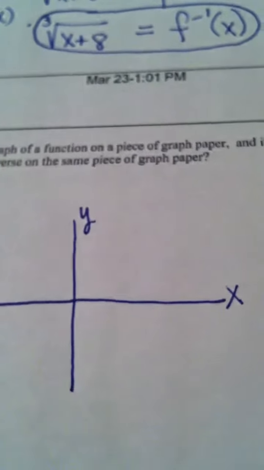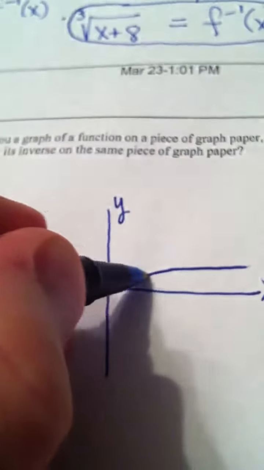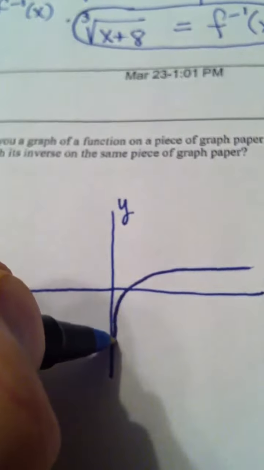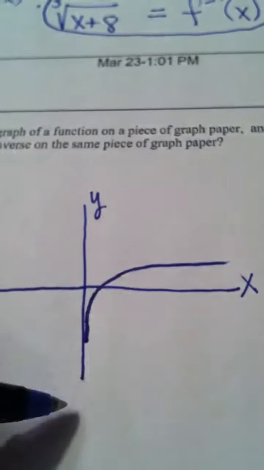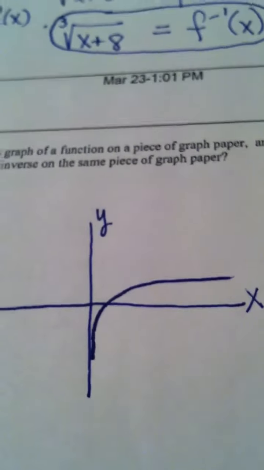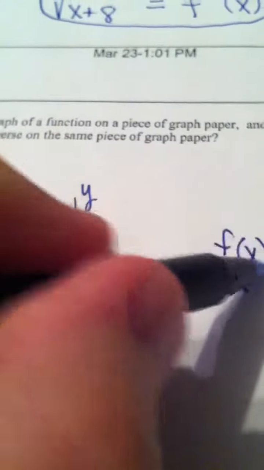Probably the best way to reason this through. Let's pretend this is a piece of graph paper, and let's pretend I drew a function for you that looked like this. This function is one-to-one. It passes both the vertical and the horizontal line tests. So in other words, let's call this f of x.